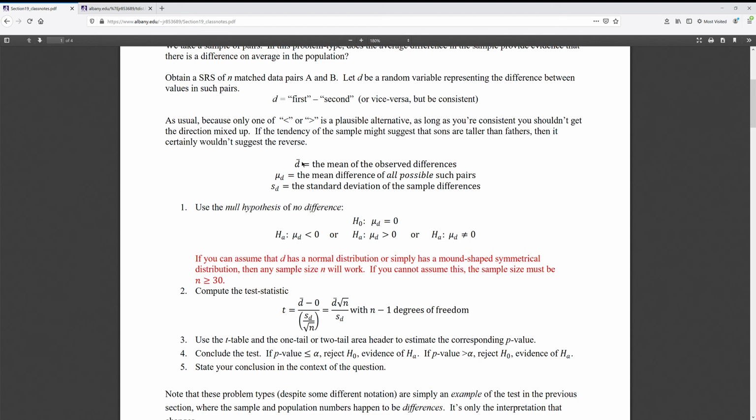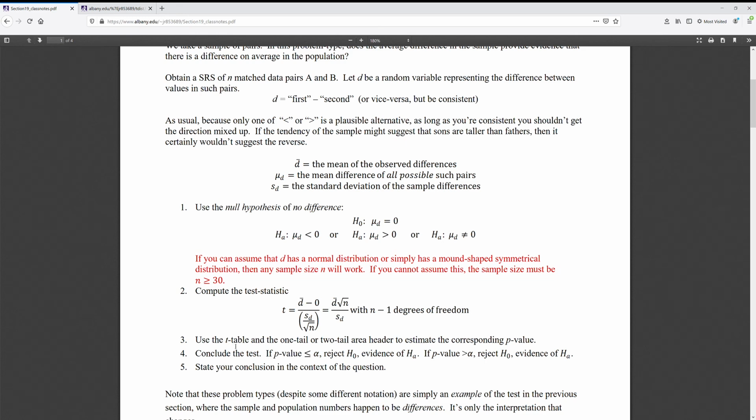And remember, our sample consists of n differences: 100 pairs, 100 numbers, 100 differences. So 99 degrees of freedom, or in general, n minus 1, where n is the number of pairs, the number of differences in the sample. 50 pairs, 49 degrees of freedom. 18 pairs, 17 degrees of freedom, and so on and so on.